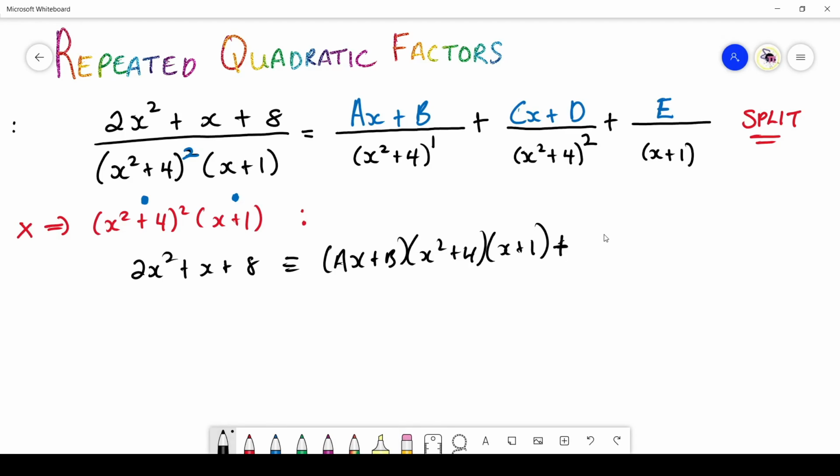All right, and next one, you will get (cx + d)/(x + 1). And for that last split, you're going to get e/(x² + 4)². All right. And I can tell you guys what you need to do. Over here, you also would look at your denominator.